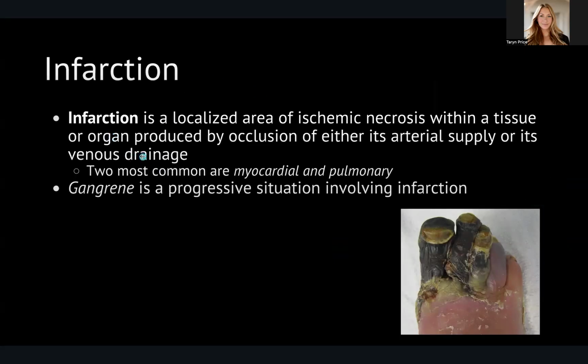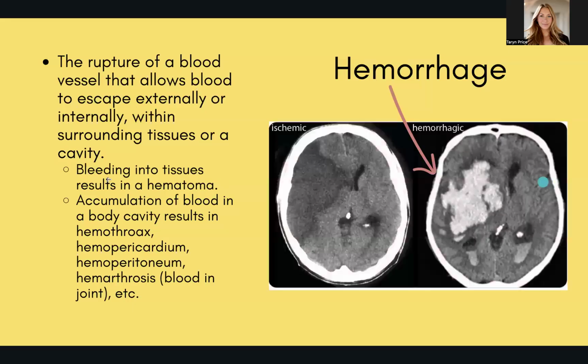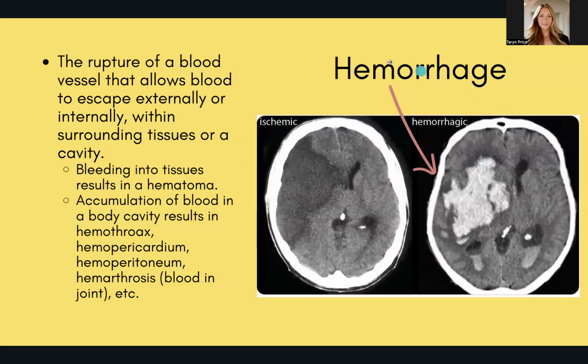Infarction, that's where we're no longer getting blood flow. So the tissue is starting to die because its arterial supply or venous drainage is just no longer happening. And that was a picture of gangrene that we saw.